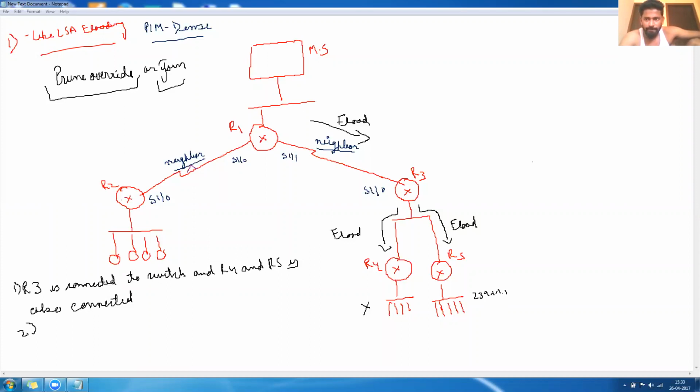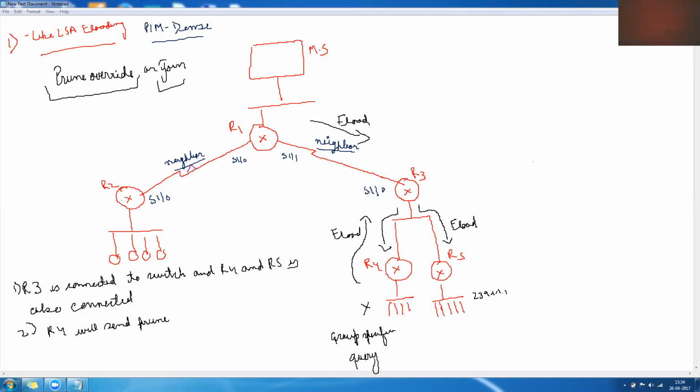Second point I will put. On the R4 side, no one is listening to 39.1.1.1. So what I will write: R4 will send a prune message. This guy will say, okay, no one here, and they will send a group specific query. Okay, and he is sending here a prune message, because this side no one is listening.